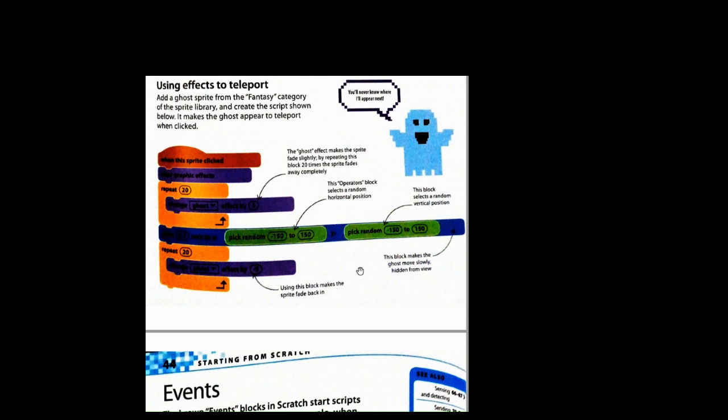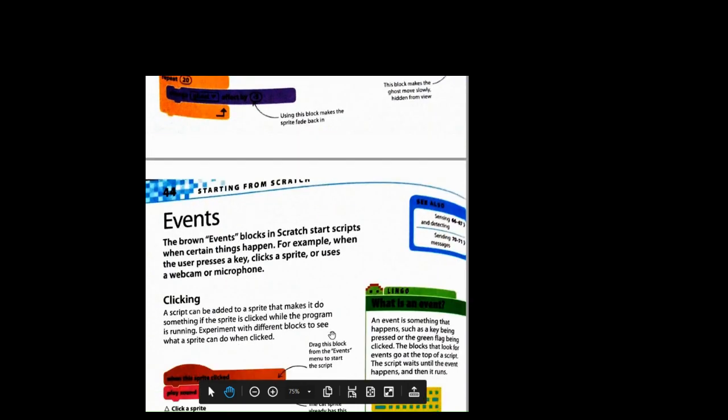This operation block selects a random horizontal position. This block selects a random vertical position. This block makes the ghost move slowly, hidden from view. Using this block makes the sprite fade back in.